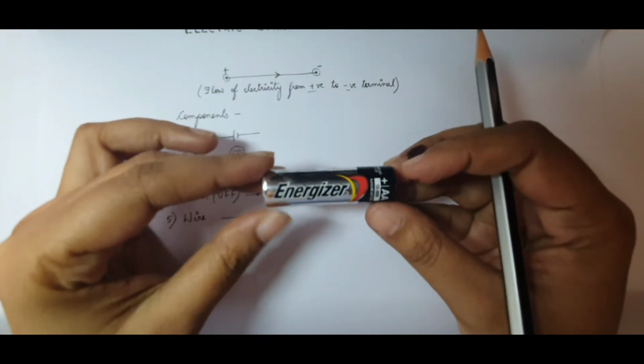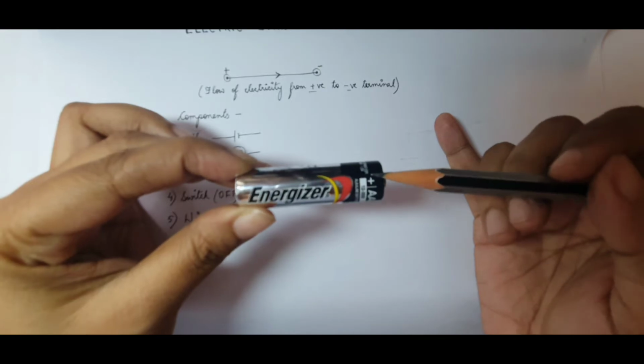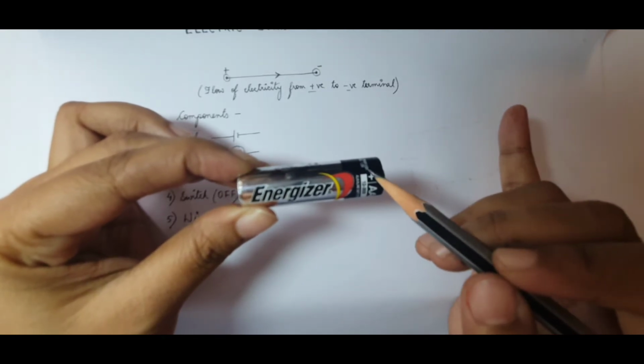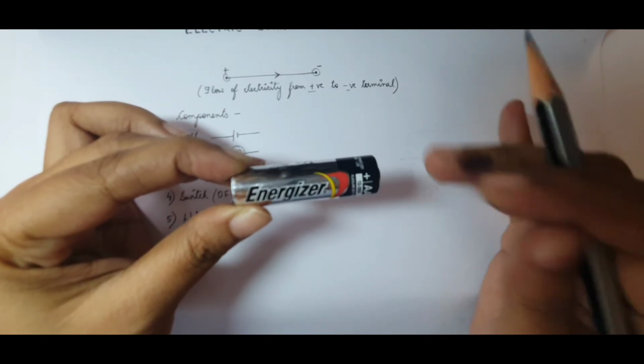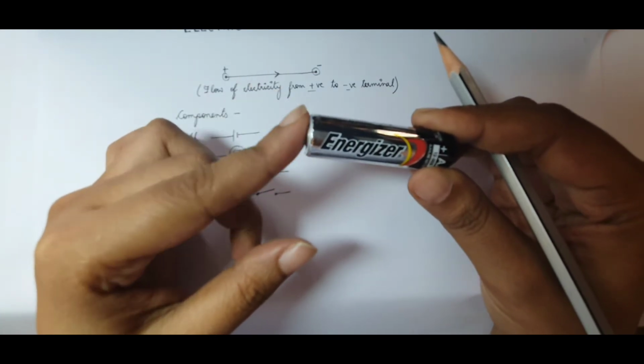So this is what a cell looks like. The part with the pointed end is the positive terminal, as you can see here. This is the positive terminal, and this, the flat part of the cell, depicts the negative terminal.